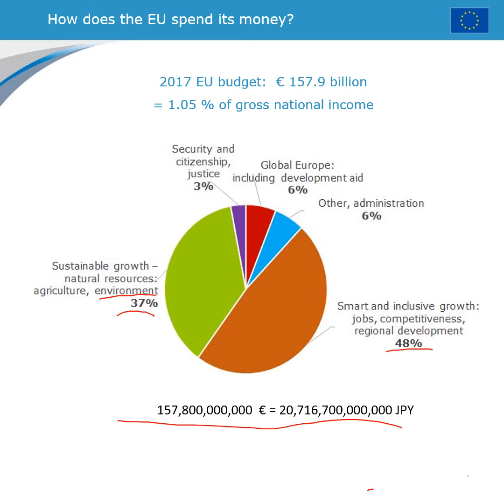We have security, citizenship, the courts, justice. Then we have a global Europe. The European Union also gives money to African countries, for instance, development aid, ODA, and the like. The European Union also has programs that Japanese people can join, especially university exchange and research promotion programs. So some money goes there. And then administration and other. That's basically the salaries of the people who work for the European Union.